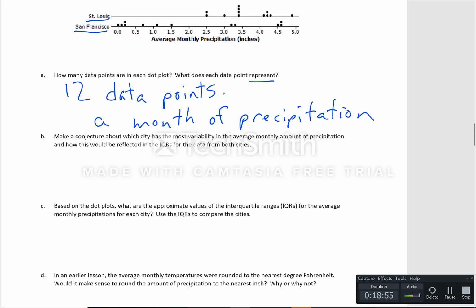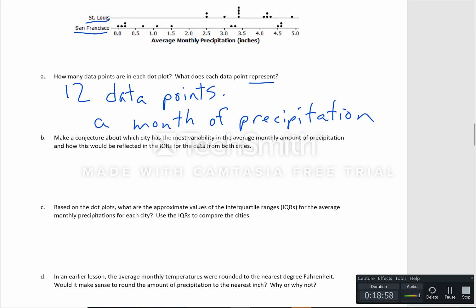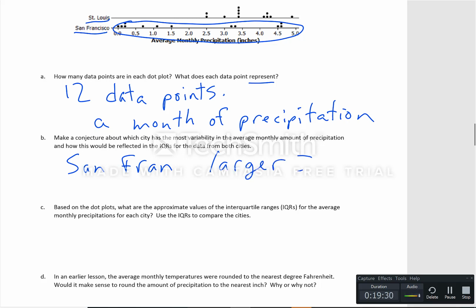Alright, for B, make a conjecture or an educated guess about which city has the most variability in the average monthly amount of precipitation, and how this would be reflected in the IQRs for the data from both cities. So San Francisco is going to have the most variability because it has data that is more spread out. So since it has data that is more spread out, that means San Francisco, abbreviated San Fran, is going to have a larger IQR.